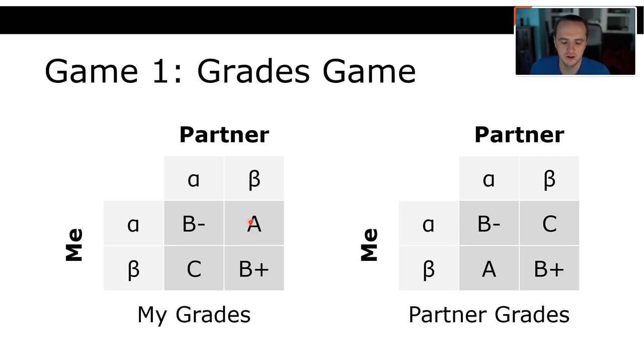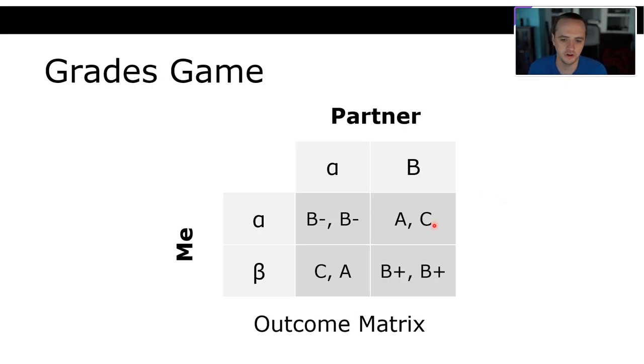So if you see here, whenever I look at it from my view and the partner's view, if you're familiar with matrix operations, what we get is the transpose, okay? So the outcome for me is the transpose of the outcome for the partner when we have these two-player games. So where I had A here, now A is down here for the partner, and where I had C here, C is up here for the partner. So because it's hard to talk about two different matrices, I'm going to combine them into one matrix. And this is going to be called the outcome matrix, okay?